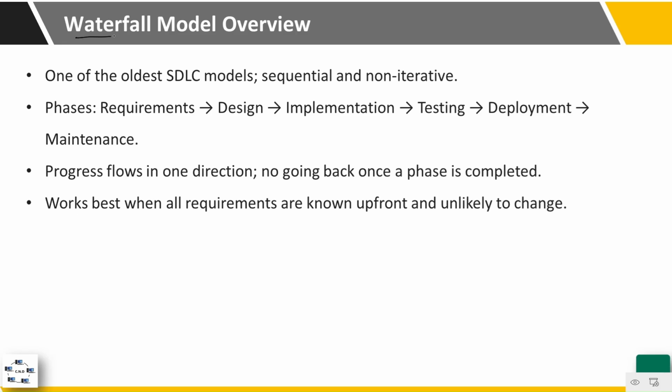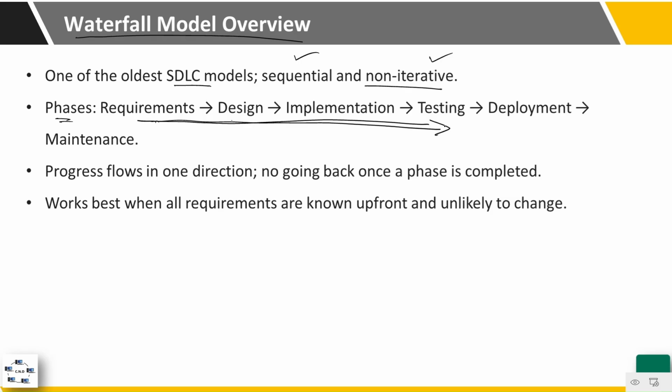First of all, the waterfall model. So what is the waterfall model? It is one of the oldest SDLC models. It is sequential, that is, it is in an order, and it is non-iterative. Non-iterative means that we cannot go back from the current phase to the previous phase. For example, if we have these phases: requirement, design, implementation, testing, development, and maintenance, this is a one-way traffic. What does this mean? This means that you go from this phase to the next phase.